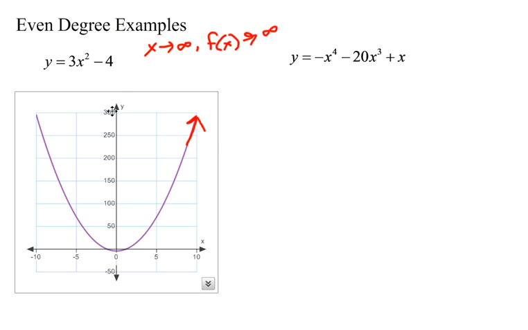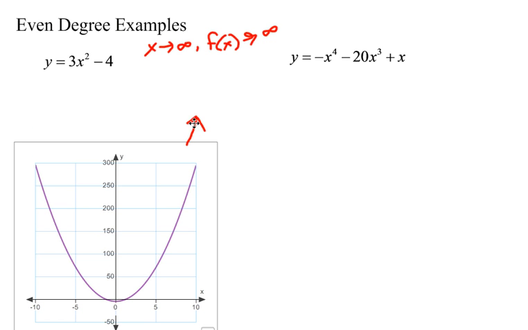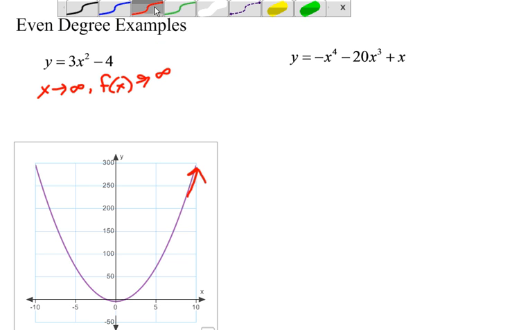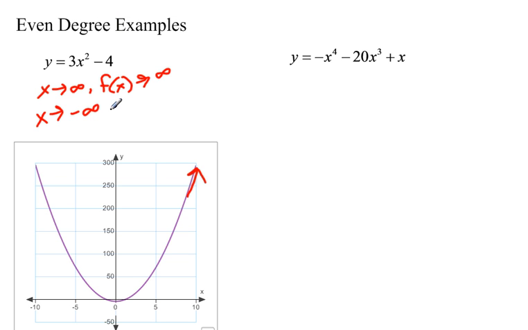Let's rearrange our work here a bit. And then in the same way, as x approaches negative infinity, take a look on the other side. Oh yeah, we're still going up on both sides. f of x also approaches infinity. All right, let's take a look at another graph and see if everything's the same on this one.